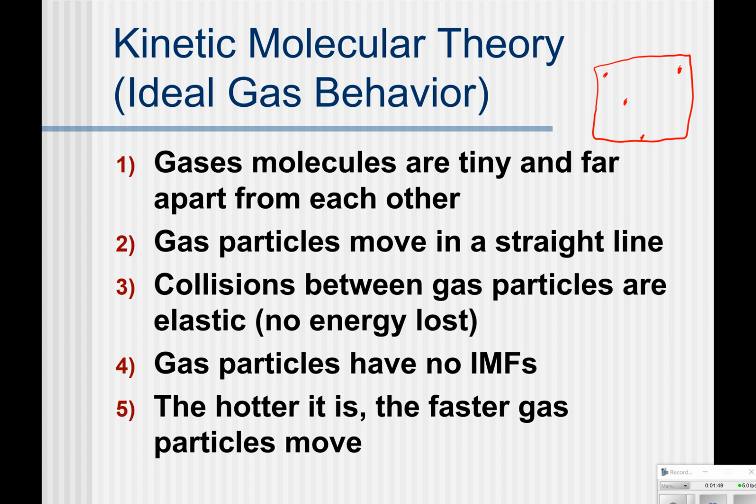The second part says that gas particles move in a straight line. So when this guy's in motion, he's going to move to here, this one to here, and if they happen to run into each other, they're going to bounce off of each other and move in another straight line in another direction. We're assuming that, and again, this is what makes it ideal and not real gas behavior, that gases aren't moving in any type of curved path. And that just helps us to describe their behavior and make predictions.